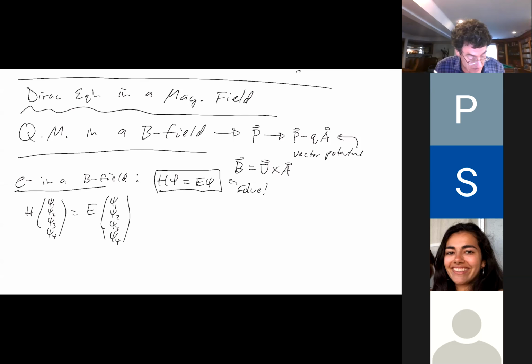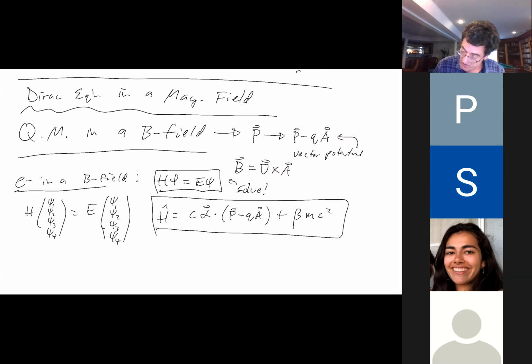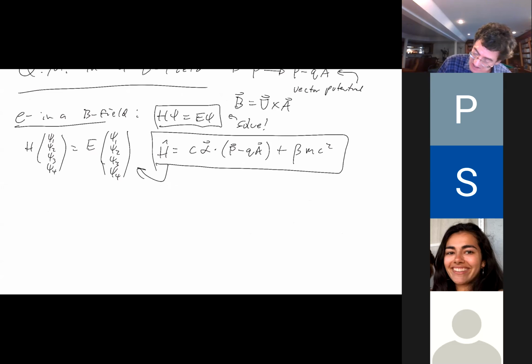And so what we do is we have the Hamiltonian. Now the Hamiltonian is going to be C times alpha dot P, but now P gets replaced by this new momentum, P minus QA, plus beta MC squared. Okay, so that's my Hamiltonian. And so now I want to solve H psi equals E psi with that Hamiltonian. So let's solve the Dirac equation. To do it, I'm going to use compact notation, because the algebra is quite tedious.